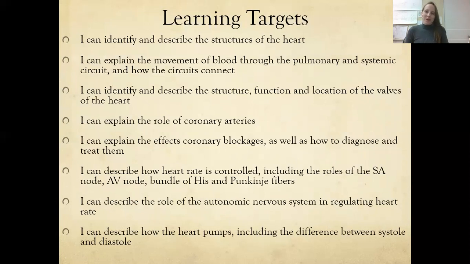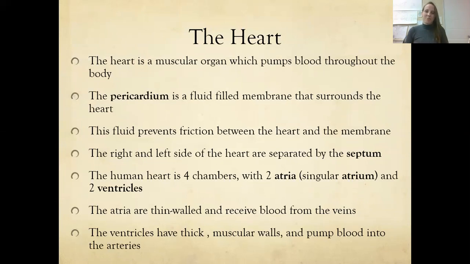We're going to talk about all of the different valves in the heart. We're going to talk about the role of coronary arteries and what to do about coronary blockages. We're going to talk about how heart rate is controlled. We're going to briefly touch on the autonomic nervous system's job in regulating heart rate and the difference between systole and diastole. So the heart is a muscular organ that pumps blood throughout the body.